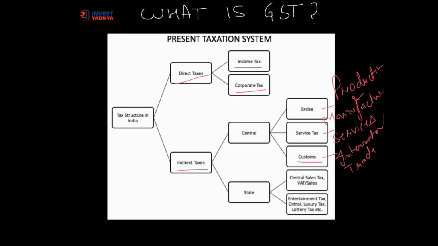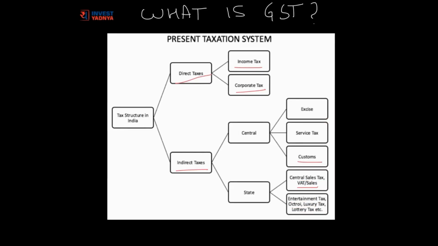Moving on to state level taxes, VAT or sales tax is applied on goods distributed within the state. VAT is a value added tax. We will discuss value added tax in detail in our later videos. Central sales tax is applied on goods moving from one state to another. Similarly, there are entertainment tax, octroi, luxury tax, and all other taxes which the state levies. Now, GST rationalizes this whole bucket of indirect taxes.